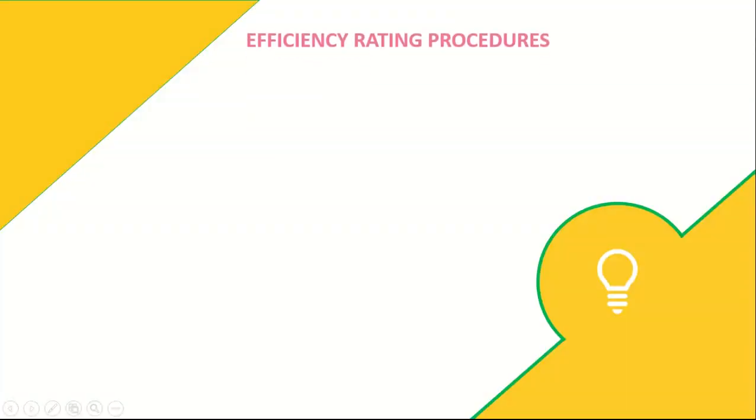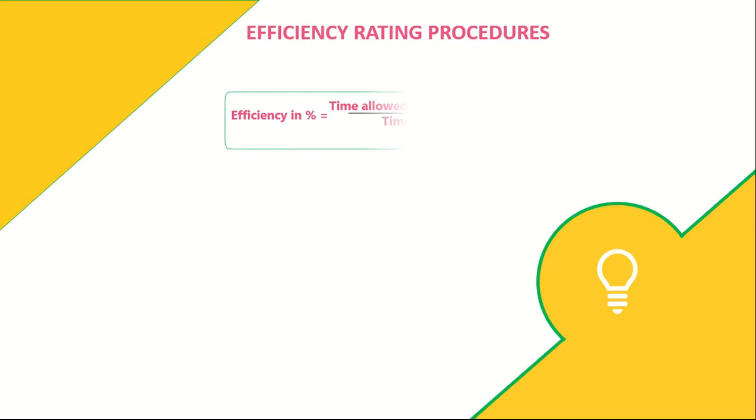If the time taken by a worker on a job equals or is less than the standard time, then he is rated efficient. In case he takes more time than the standard time, he is rated as inefficient. Efficiency in percent equals time allowed as per standard divided by time taken, multiplied by 100. For efficiency rating of employees, the following procedures may be followed.